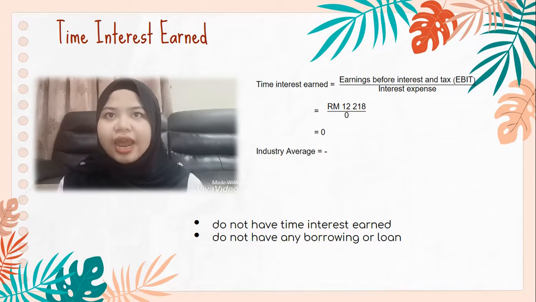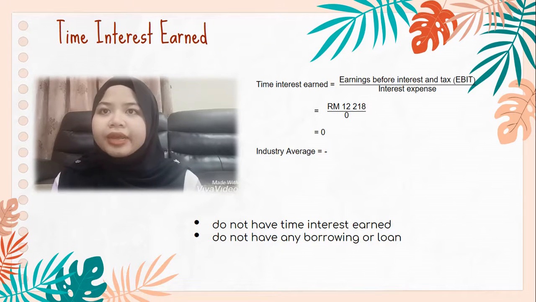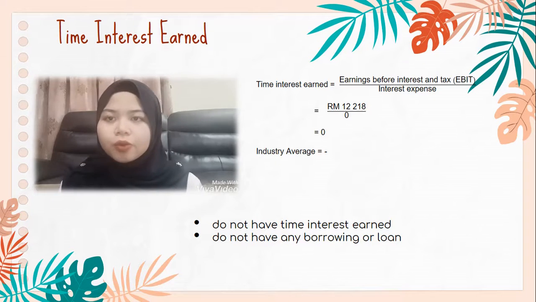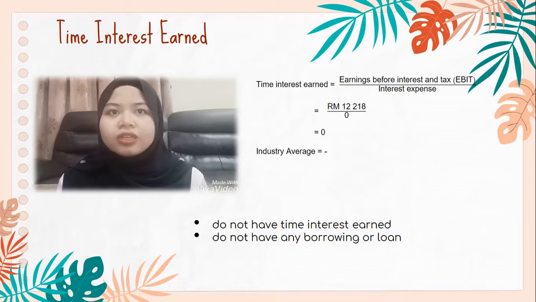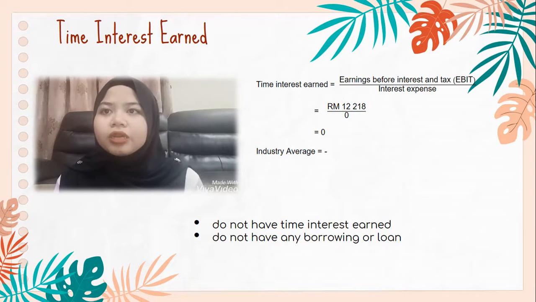As you can see on the slide, there is no times interest earned since the company does not have any finance cost, which is interest expense, for the current year. The possible cause is that the company does not have any borrowing or loan for the current year. Housing Plantation Holding Berhad has zero borrowing, which causes the company to not incur any interest for that year.